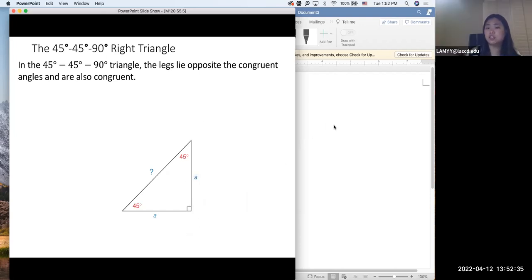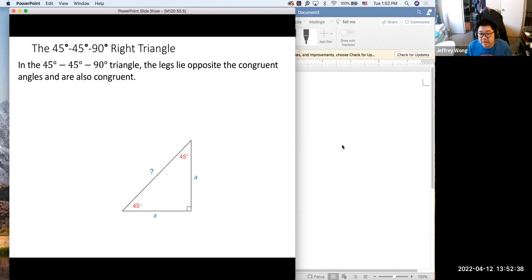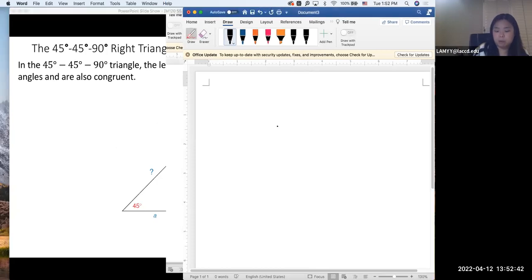Remember what an isosceles triangle is? Two sides are equal to each other. Remember from the previous sessions, we learned the isosceles triangle. These two sides are equal, right? They're congruent. And if these two sides are congruent, these two angles are also congruent. So this is a special type of triangle. This is a right isosceles triangle.